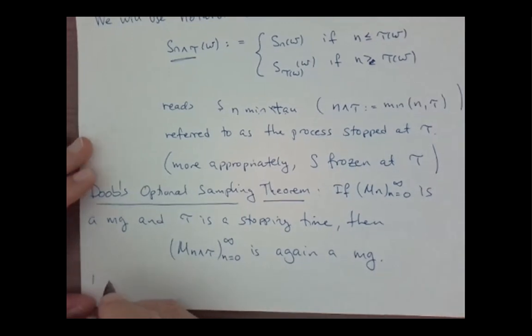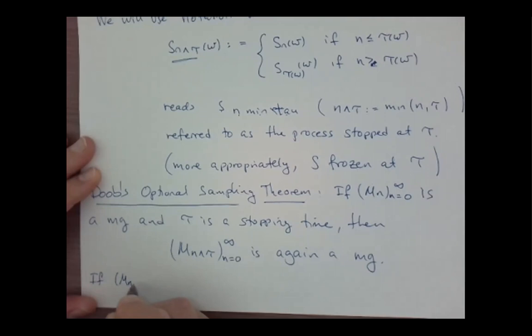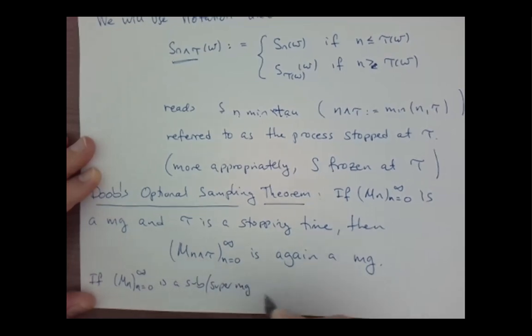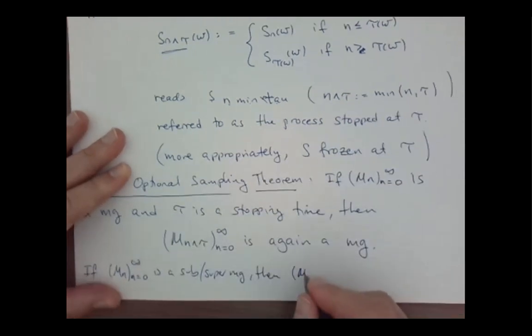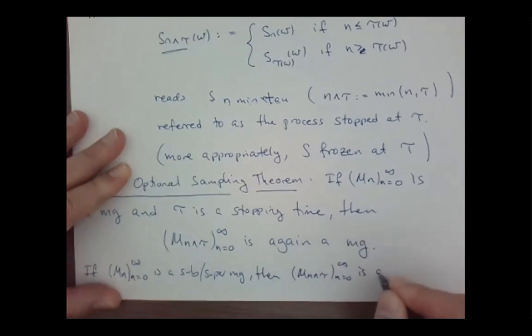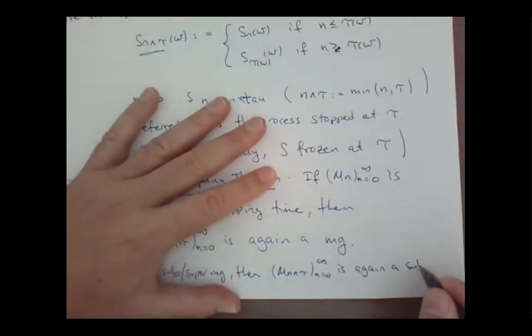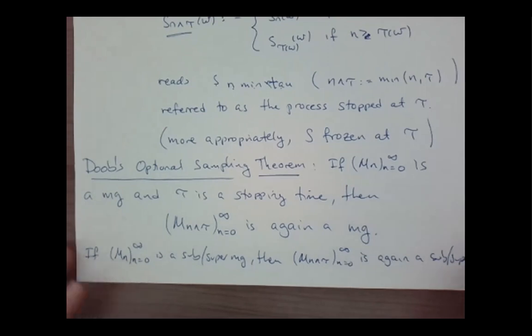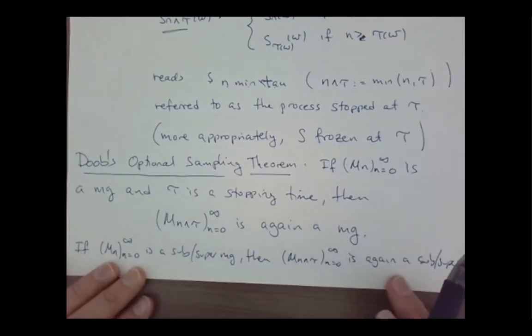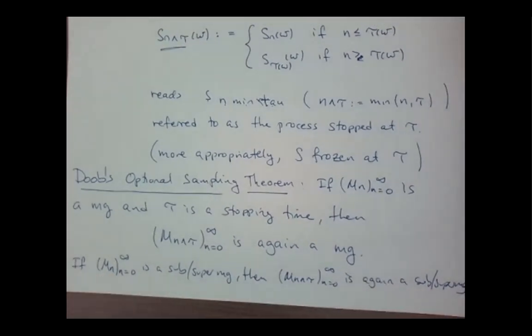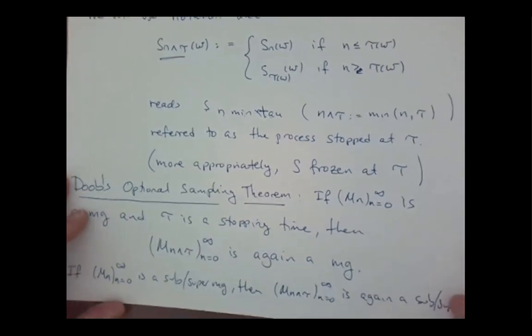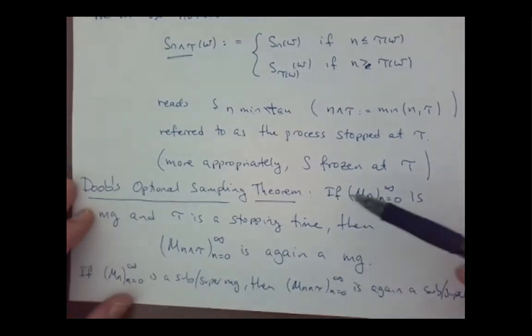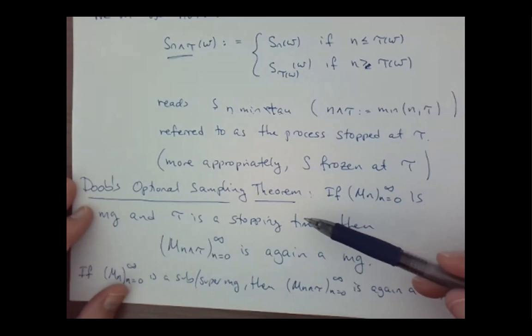It also works if Mn is a sub or super martingale, then the stopped process is again a sub or super martingale. It doesn't have to be a martingale. It's okay if you just have the sub or super martingale property. The stopped process will inherit that structure. So when you work with stopping times, Doob's optional sampling theorem comes in handy quite a bit.